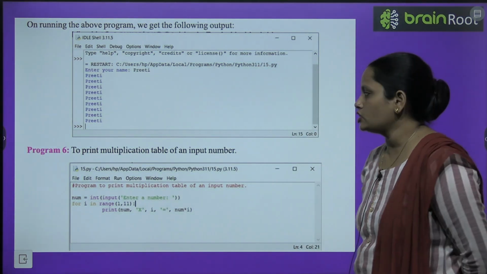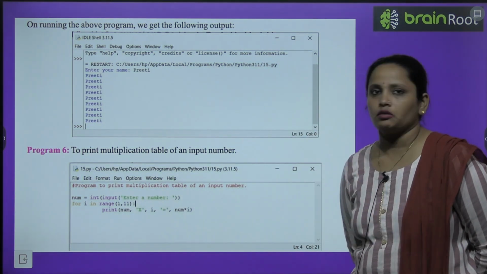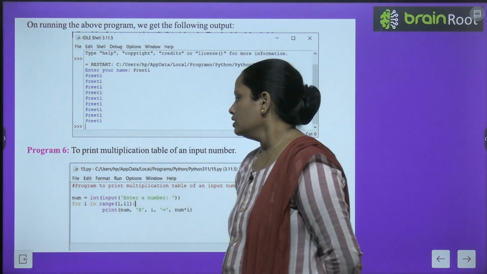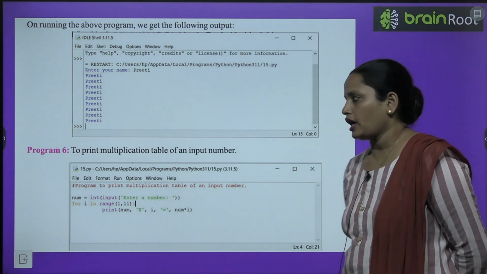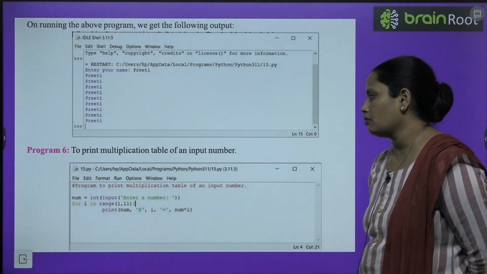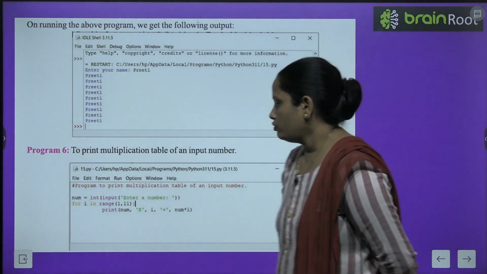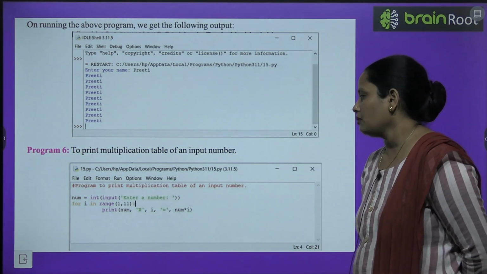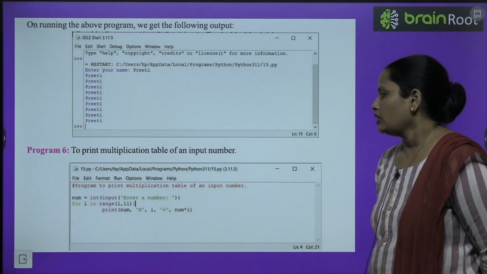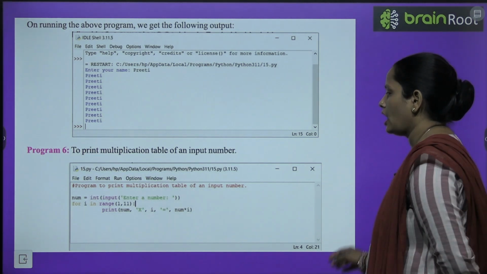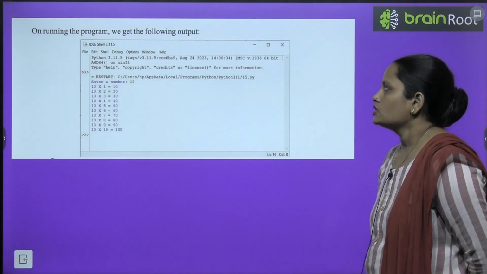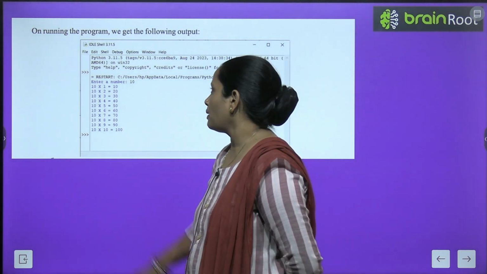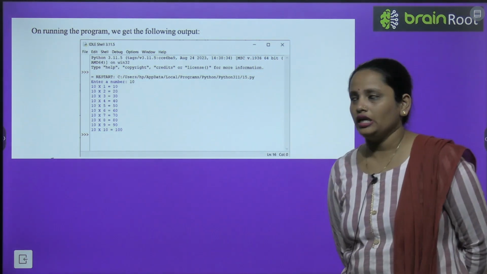नाउ द नेक्स्ट प्रोग्राम इज टू प्रिंट मल्टीप्लिकेशन टेबल ऑफ एन इनपुट नंबर. मल्टीप्लिकेशन टेबल आपको प्रिंट करना है इनपुट नंबर का. तो आपने क्या किया? ये प्रोग्राम डाला यहाँ पे. num is equal to int(input("Enter a number")). For i in range(1, 11) के बीच में आपको क्या करना है? मल्टीप्लाई करना है. So we have to put num x i. So on running the program, we get the following output. तो आप देख सकते हो कि यहाँ पे आपको टेबल लिखी हुई दिख रही है.